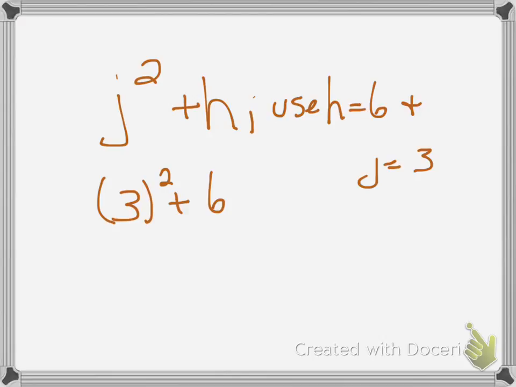So 3 squared is not 6. 3 squared means 3 times 3, which is 9, plus 6 equals 15. Pretty easy, huh? All right, let's look at the next one.